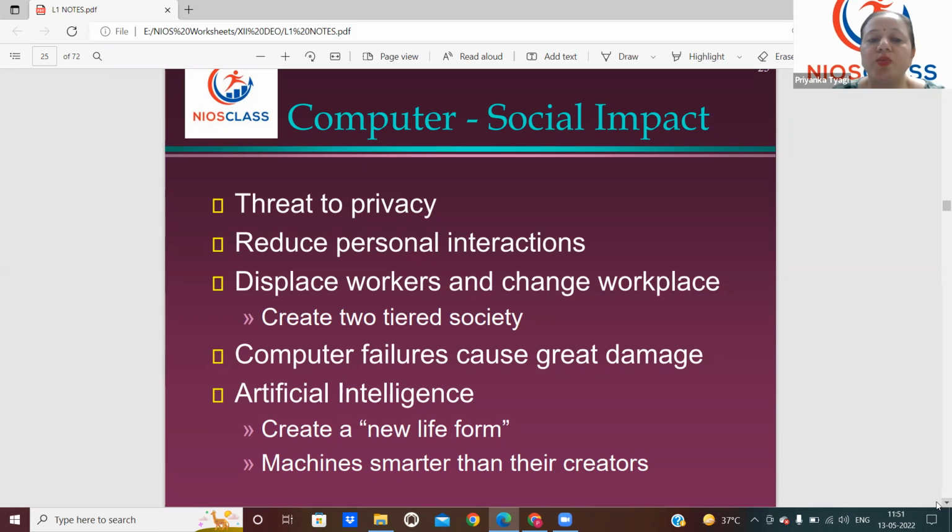Displaced workers and a changed workplace. Creating a too-tired society. Yes, right. That means many kinds of things are automatic. Computer failures cause great damage. Yes. If companies rely only on computers and do not take data backups from time to time, then someday, if a certain failure occurs, there is definitely a loss of data. Okay, not all of it, but partial.